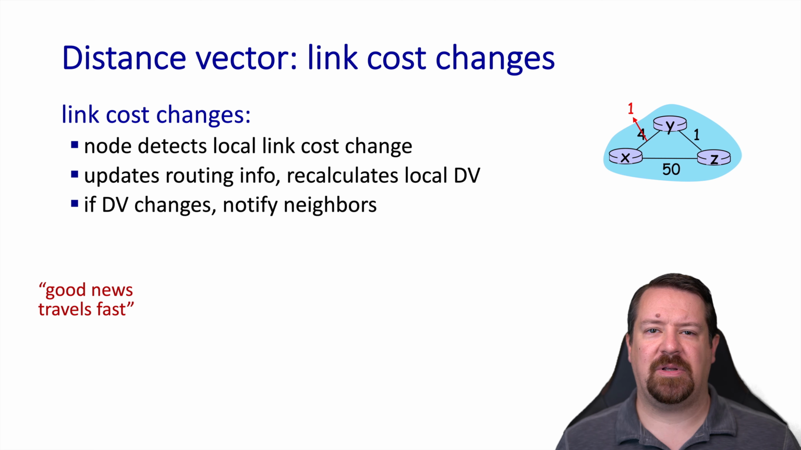We can also use this small example to look at what happens when the cost of a link changes. With respect to distance vector algorithms, we say that good news travels fast, and conversely that bad news travels slow. So let's see why that is.